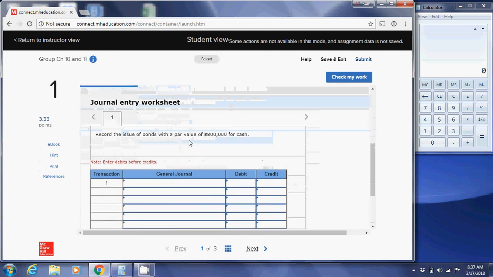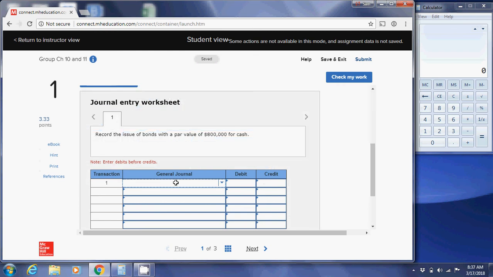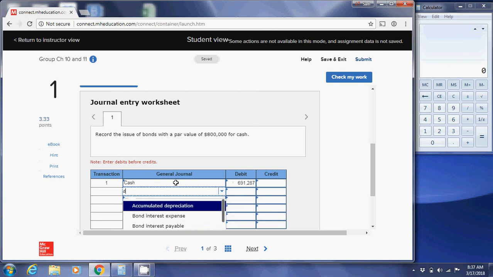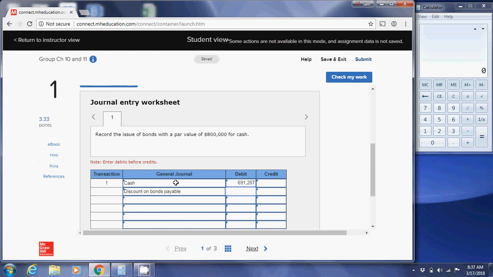So this is recording the issue of bonds with the par value of $800,000. The first question always for me is what do we get? And we're getting cash. And the cash that we're getting is what we were able to sell the bond for, at $691,287. We know that we're going to have to sell this at a discount. So we have discount on bonds payable, and that is simply going to be the difference between the actual bond amount of $800,000 and the cash that we just paid. So we can certainly figure that out.